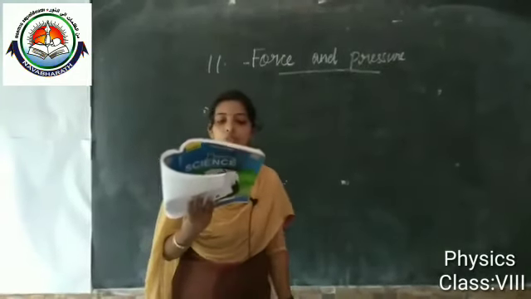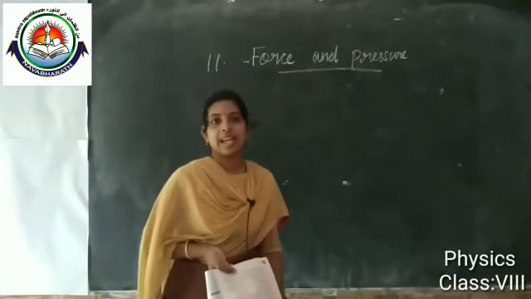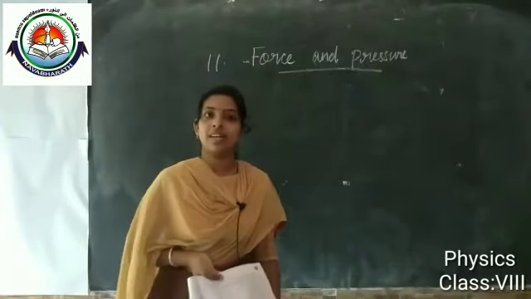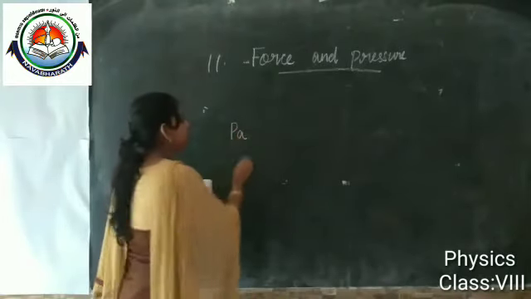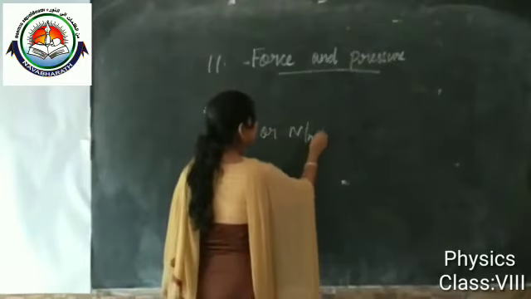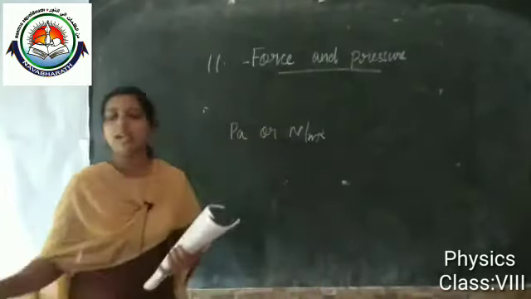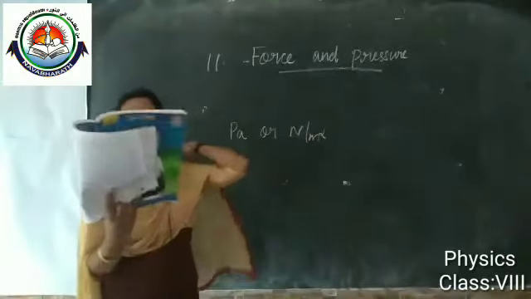Then second one, what is the SI unit of measuring pressure? SI unit of pressure is Pascal. Like this you can denote it, or you can write Newton per meter square. Any one of the answers you can write. It is better to write Pascal, Pa.